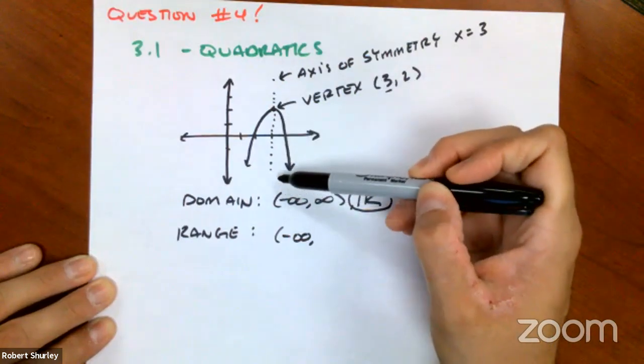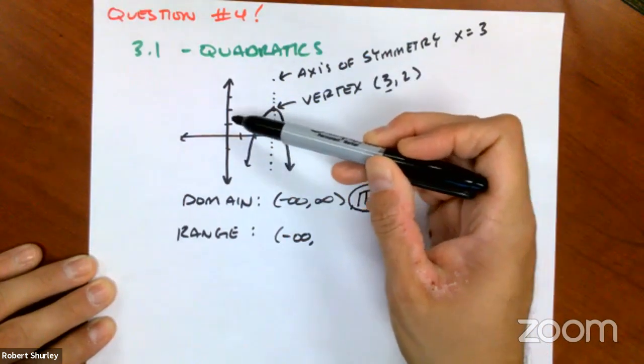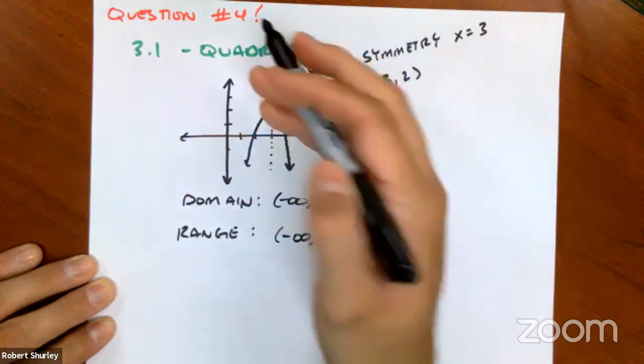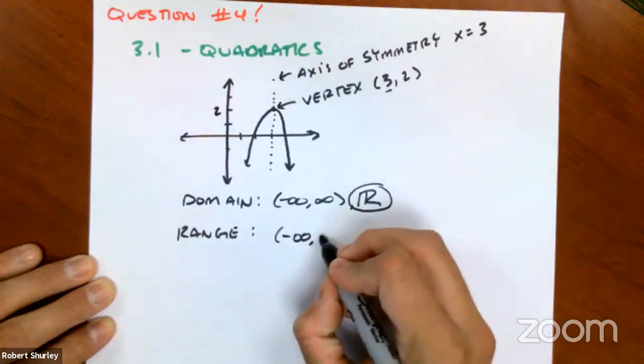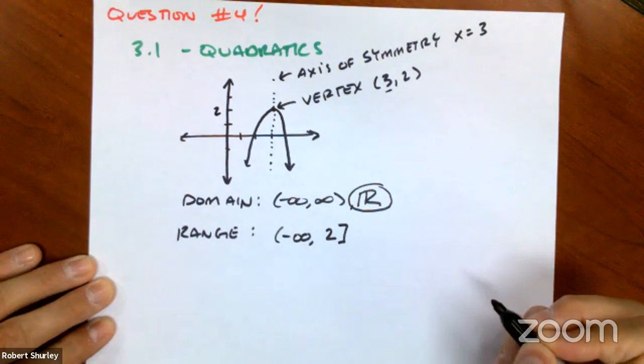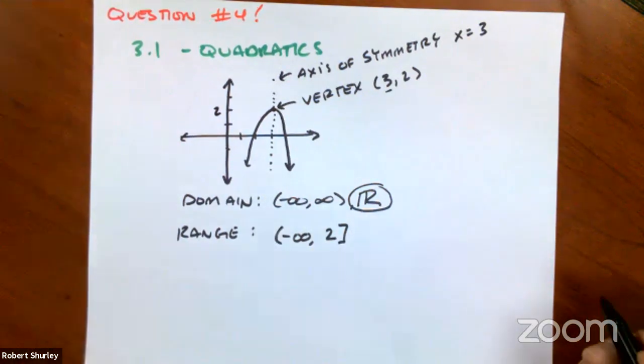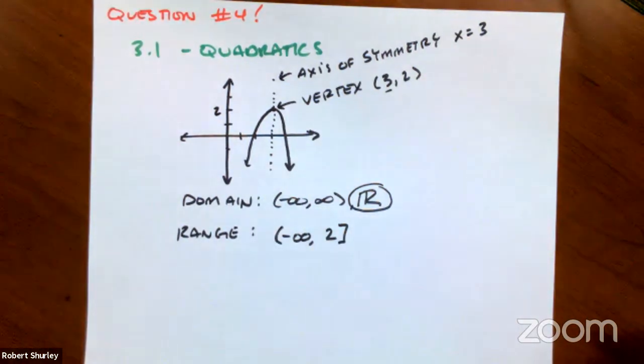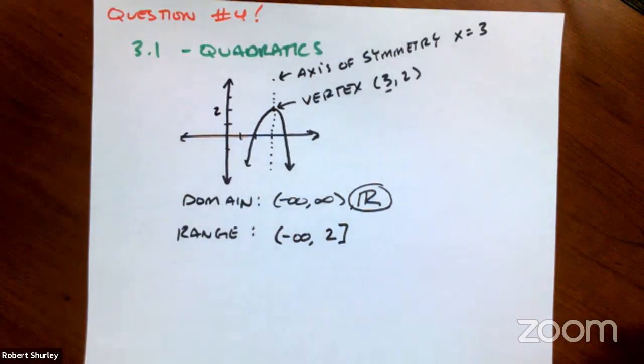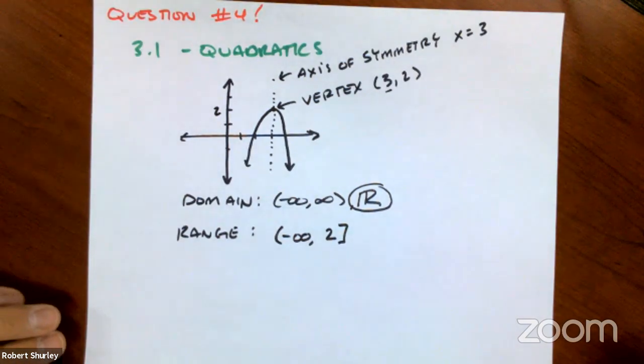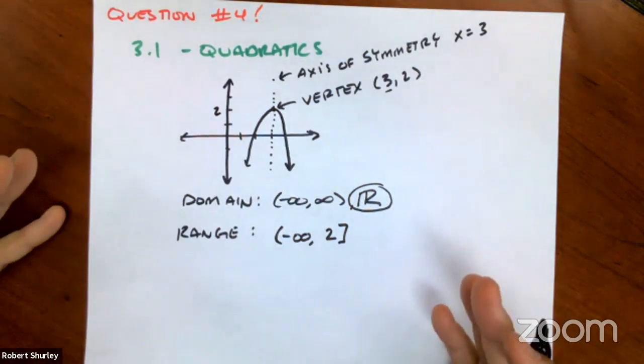Now it's always gonna stop either down or up at the Y value of that vertex. So for this one, it stops going up at Y equals 2 here, right? At Y equals 2. And we exist there, so we're gonna use a bracket. So negative infinity to 2.